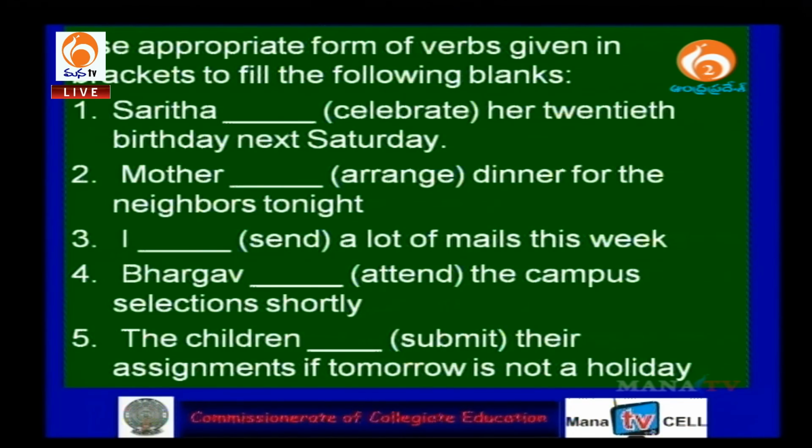I dash send a lot of mails this week. Bhargav dash attend the campus elections shortly. The children dash submit their assignments if tomorrow is not a holiday. So, in each of the sentences, I have given you the adverbials in future time like next Sunday, tonight, this week, shortly, like that. So, you can make use of the better option to fill the form.